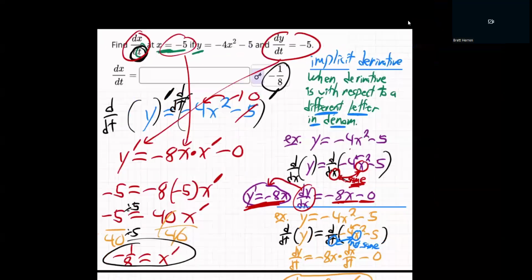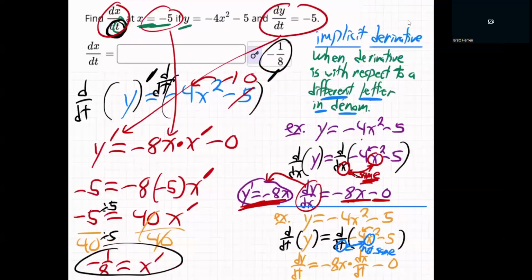So that's what I have to do. You have to remember in this chapter, everything's going to have time on the bottom. We're doing like miles per hour. We have time on the bottom, and x is not t and y is not t. So it's a different letter than both of them. So that requires implicit derivatives for both x and y, meaning we get this kind of thing happening. All right, there we go.